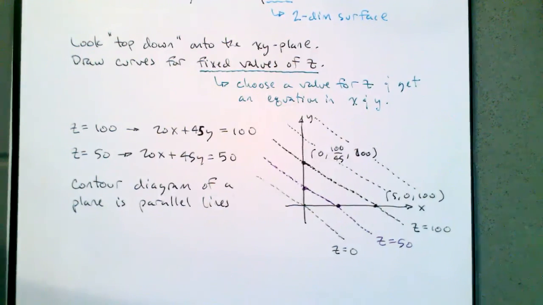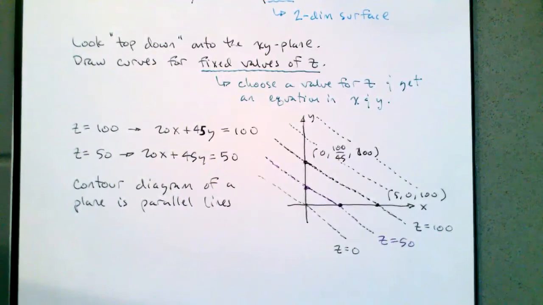So I want you to think of these contour diagrams as just topographical maps. We're looking at a top-down, two-dimensional map, but the curves on the map are telling us where the different values of z are. So that's how we can represent the height at any point x and y.